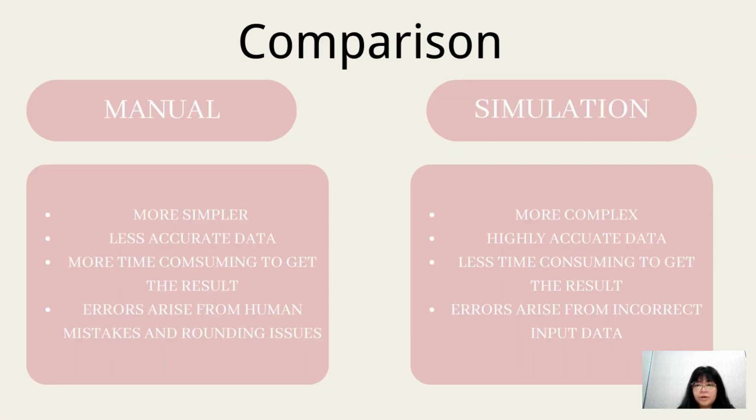And this is the comparison between the manual calculation and simulation. For manual calculation, it is simpler, but the simulation is more complex. But when using the simulation, we will get more accurate data than using the manual calculation. Meanwhile, the manual calculation is more time consuming to get the result, while the simulation is less time consuming. And for the manual calculation, errors will come from human mistakes or rounding issues, while for the simulation, errors will come from incorrect input data.